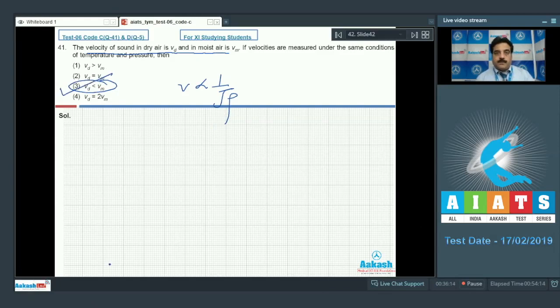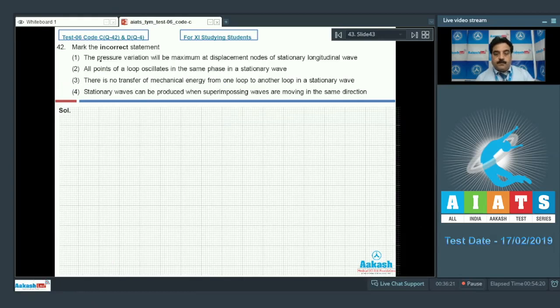We'll move to question number 42. In question number 42, mark the incorrect statement. Before going to the options, as I said earlier, I would like to explain a few points. Number 1, pressure variation is maximum at nodes. We know. And number 2, for a stationary wave, you know very well, all particles oscillate in the same phase.